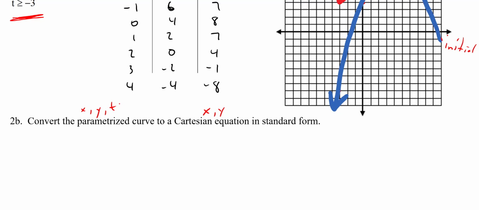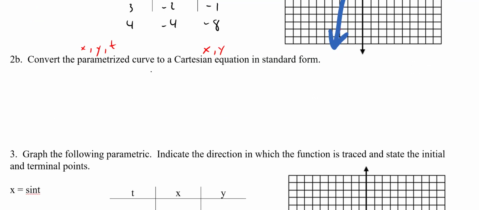So basically I just need to do some substitution here. You have the equations above, okay? So I'm going to take that x equals 4 minus 2t, and I'm going to solve for t, because I'm just going to substitute that into the second equation, and then everything's going to be in terms of x and y. It's super easy. It really is. So if I solve for t, I get negative 2t equals x minus 4, and then divide everything by -2.